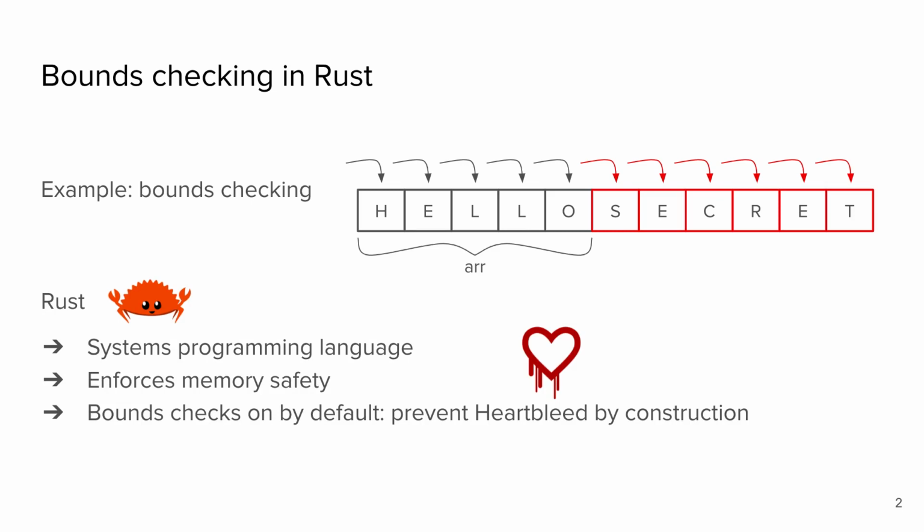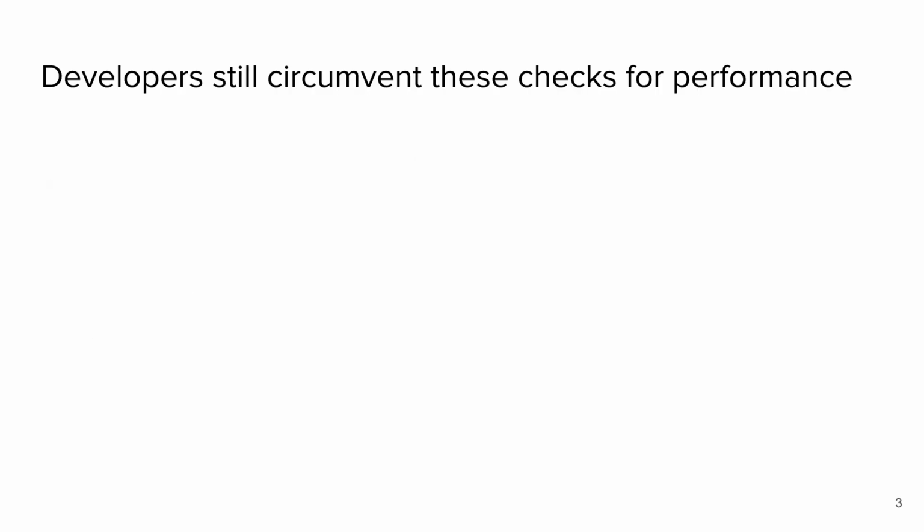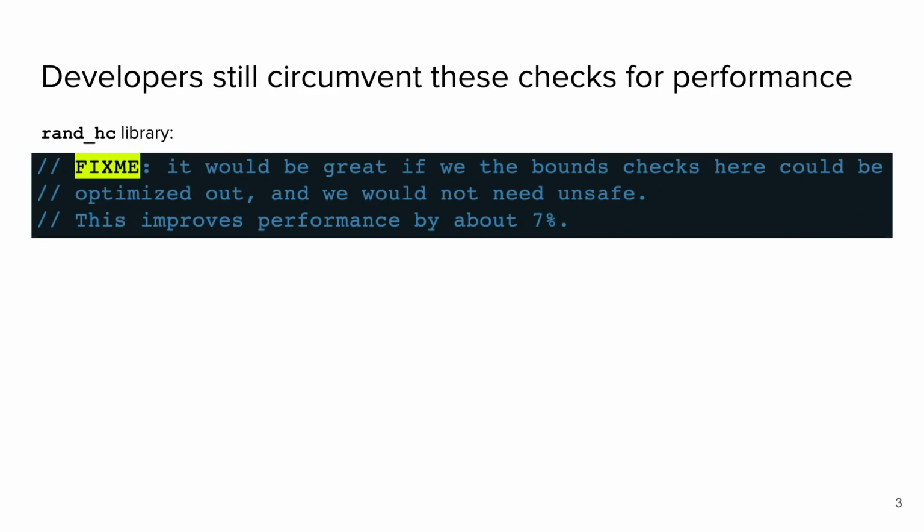Rust is a relatively new systems programming language that enforces memory safety, including bounds checks, by default, unlike C or C++, which do not. This property would prevent devastating security vulnerabilities like Heartbleed by construction. But we still see that developers manually circumvent these checks for performance. In the rand_hc Rust library, we see a comment that says, "It would be great if the bounds checks here could be optimized out, and we would not need unsafe. This improves performance by about 7%."